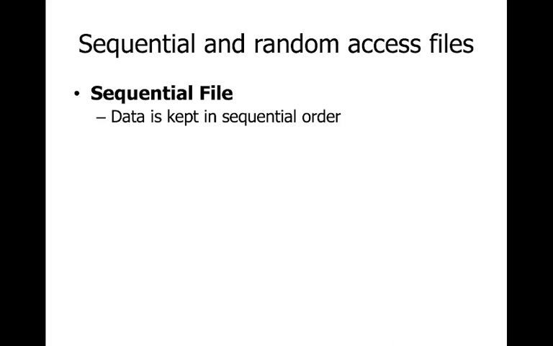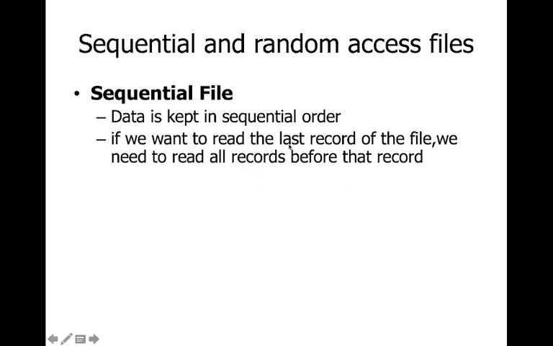The first element will be read from the file, first record or the first character, then the second character, third character, like that we will be reading, or the first byte will be read. So if we want to read the last record of the file, we need to read all records before that record. So if we have 10 records stored in a file, and we want to read the 10th record, what happens is we have to read first, second, third, like that. When it reaches the 10th, then you can read.